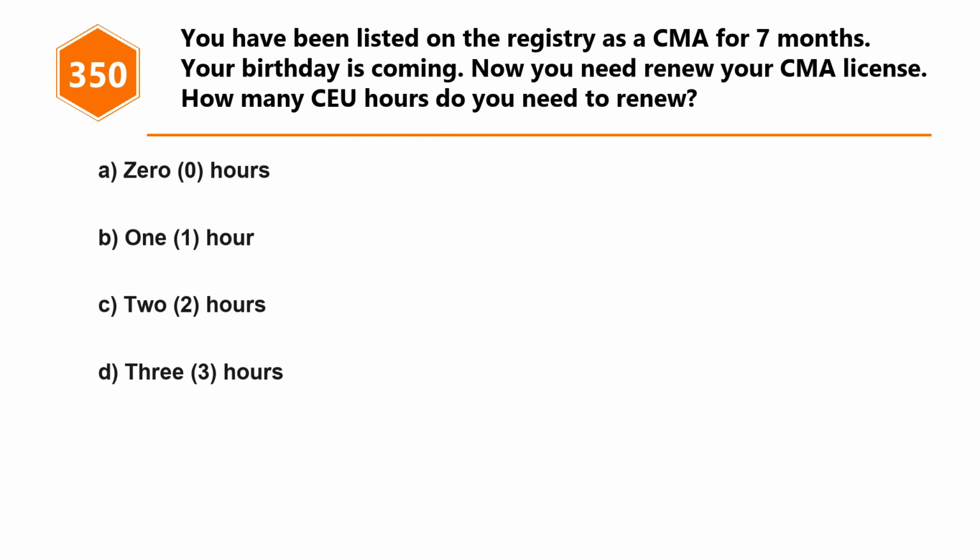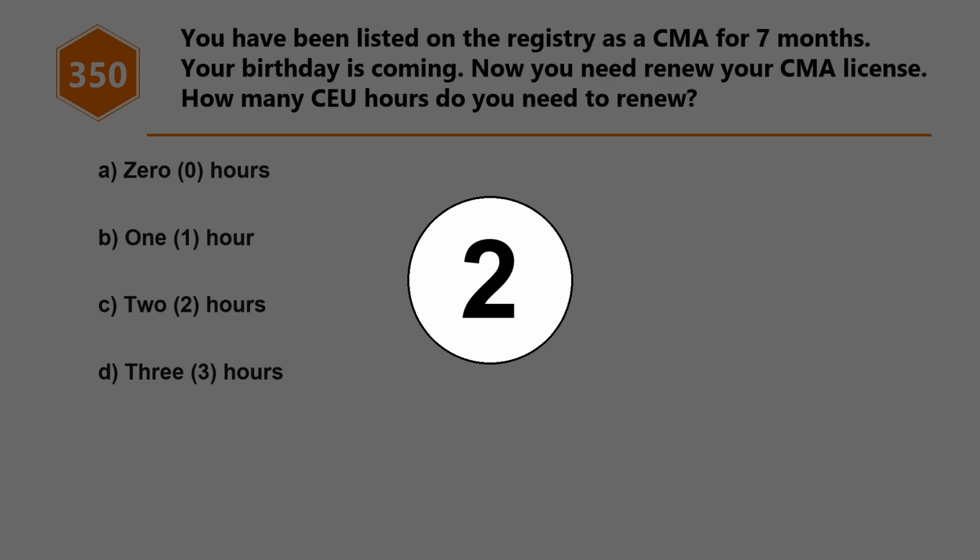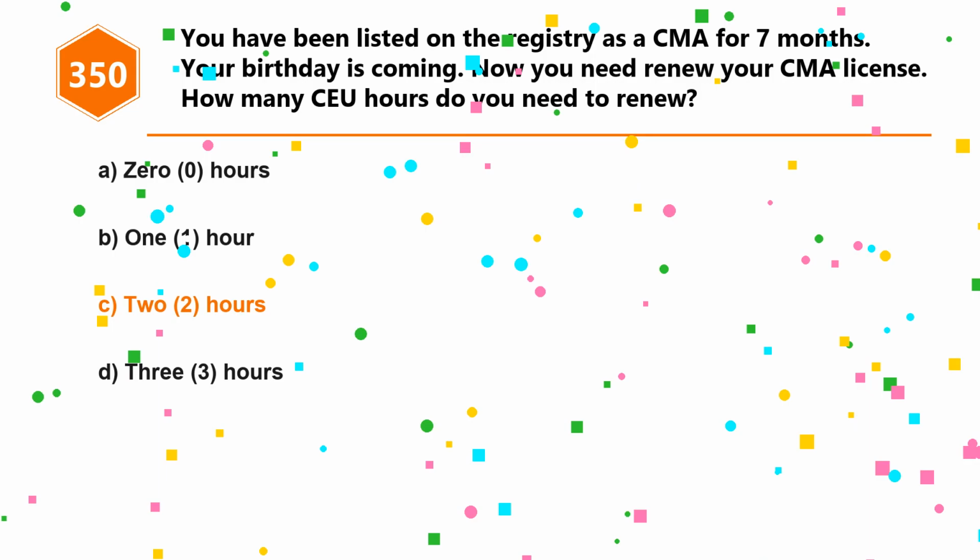Question 350. You have been listed on the registry as a CMA for 7 months. Your birthday is coming. Now you need to renew your CMA license. How many CEU hours do you need to renew? Option A, 0 hours. Option B, 1 hour. Option C, 2 hours. Option D, 3 hours. The correct answer is option C, 2 hours.